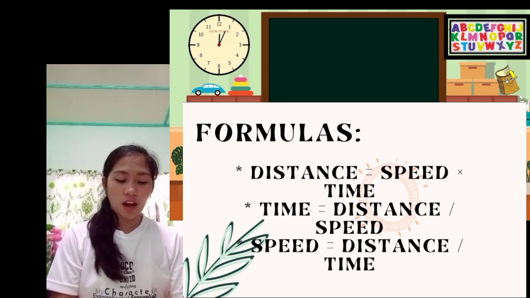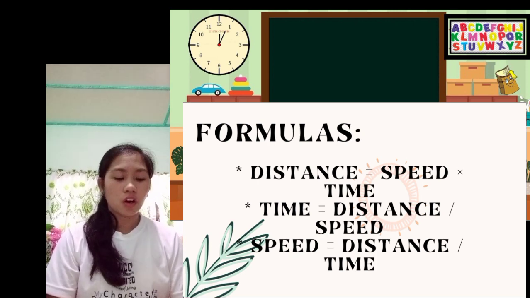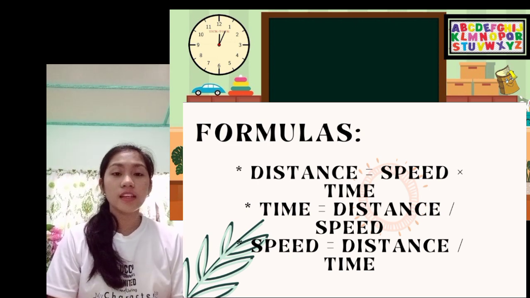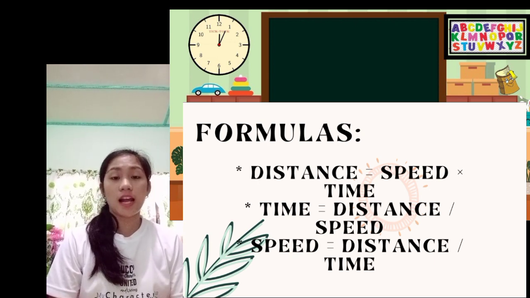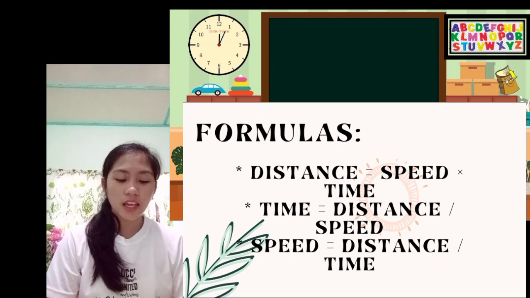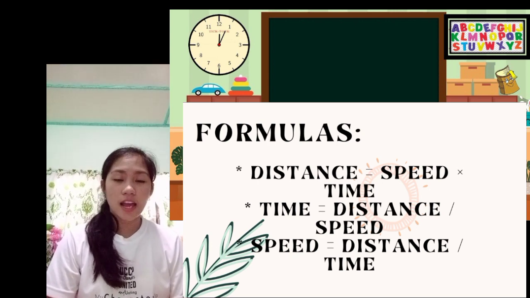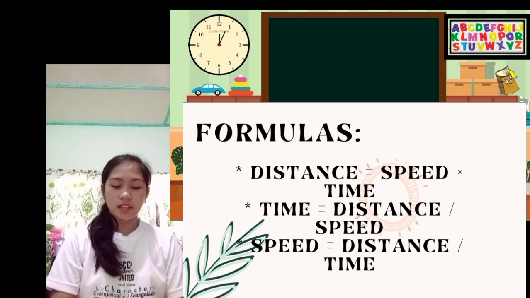So the formulas are, first is the speed. Speed equals distance divided by time, or S equals D divided by T. Second is the distance. Distance equals speed times time, or it is read as D equals S times T. Last is the time. Time equals distance divided by speed, or T equals D divided by S.